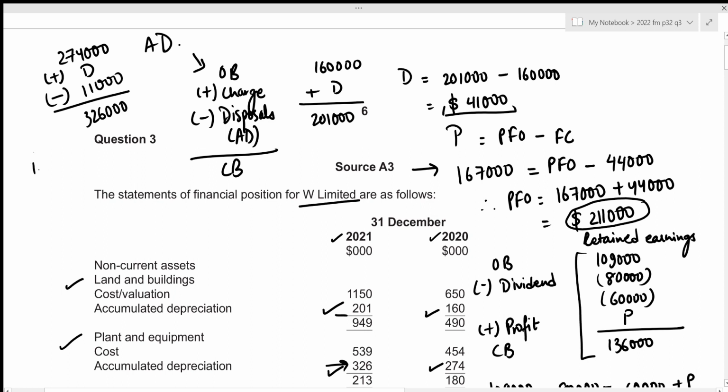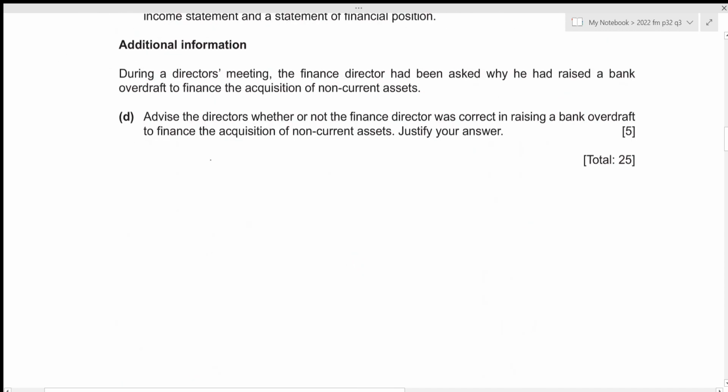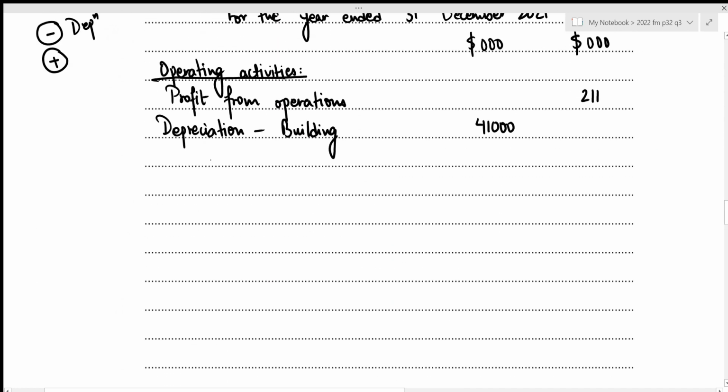Alright, so this gives the depreciation charge for the year to be 326,000 minus 274,000 plus 11,000. This results in an amount of 63,000. So this is the amount of depreciation that we need to add in our operating activities section. Let's write it down. So this is the depreciation for plant and machinery. And this is for 63,000.